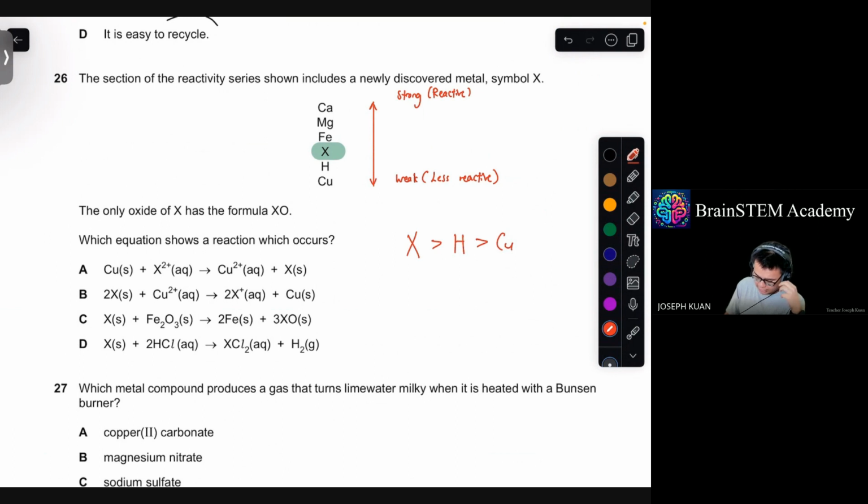So the best answer out of this question, hold up, there's actually another clue. It has the formula XO for the oxide. The oxidation number of oxide is -2, which means that X has an oxidation number of +2. Which means that in this question, if you see X has +1, that's actually wrong. So it's either A, C, or D.